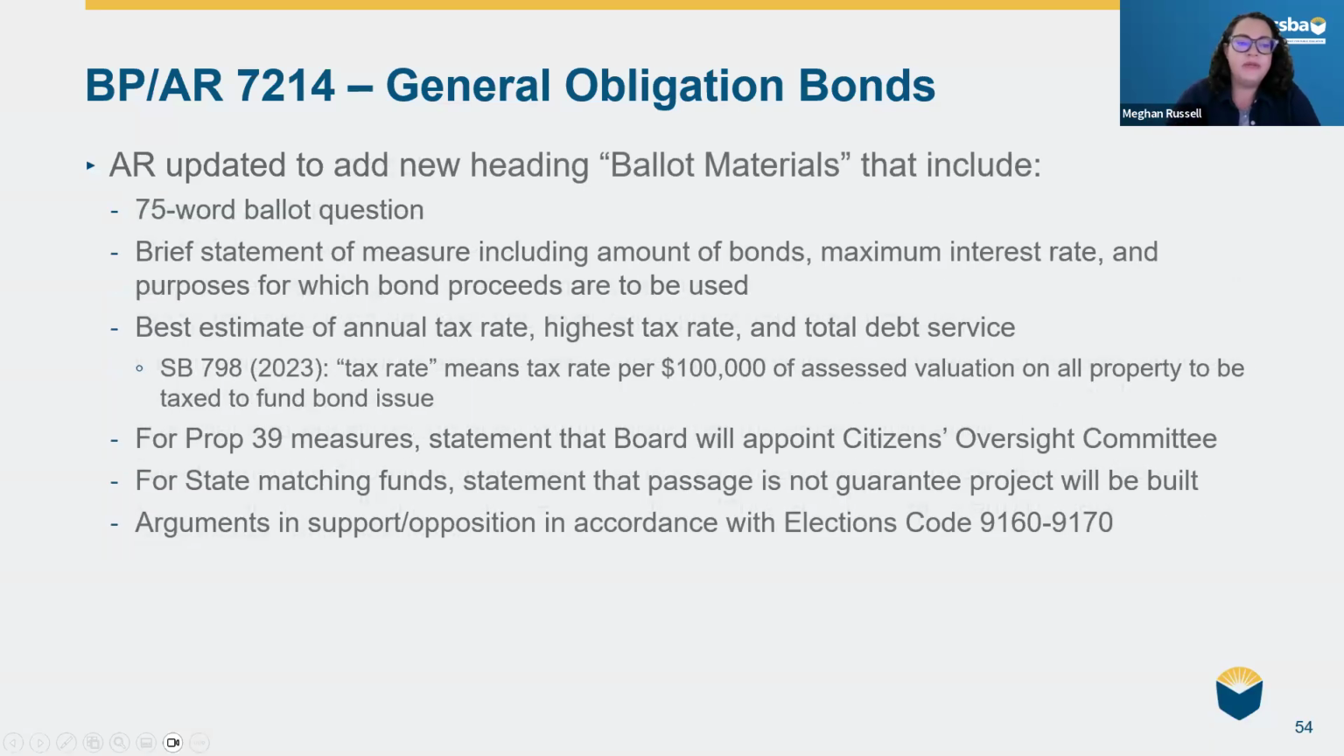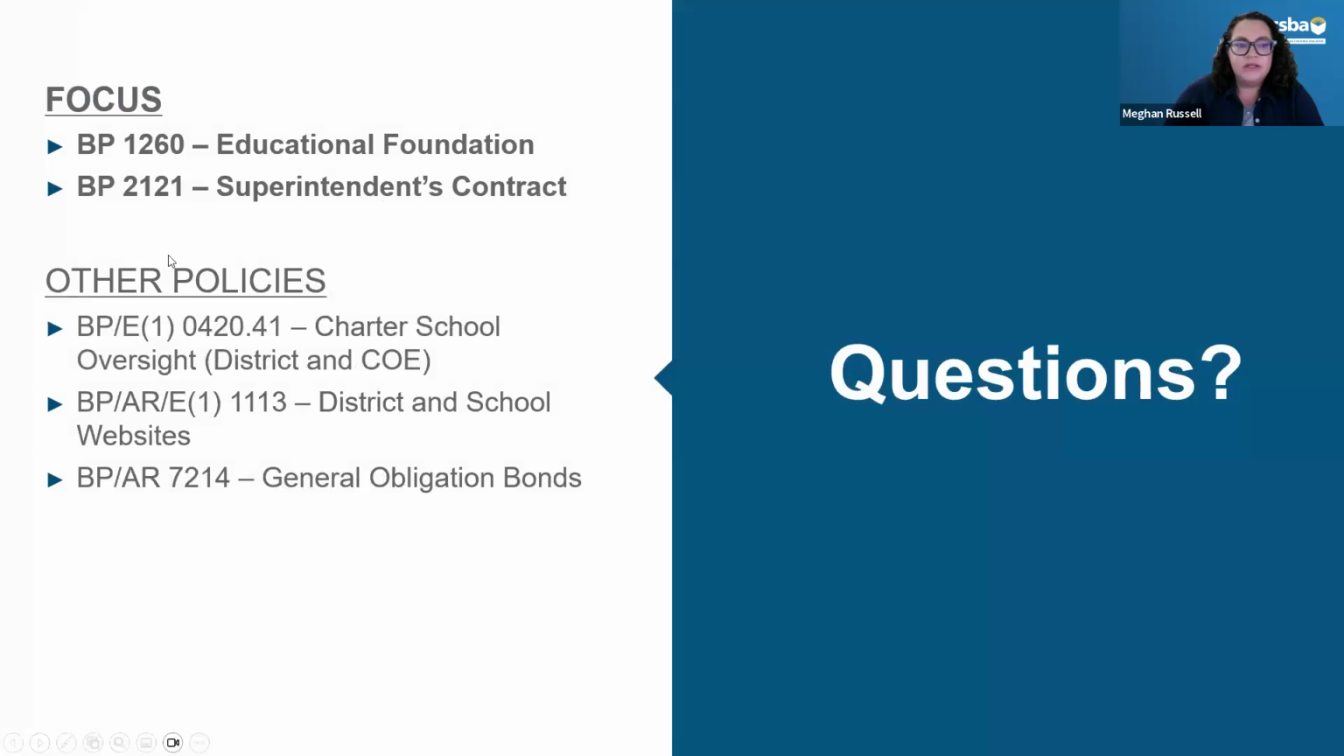And again, more updates to the AR. We added a new section that's called ballot materials, and it really spells out what needs to be on the ballot, what needs to go in the information pamphlet, and then also something new this year, kind of a revision to what the tax rate statement is. And so that's all I have from my section on operations.